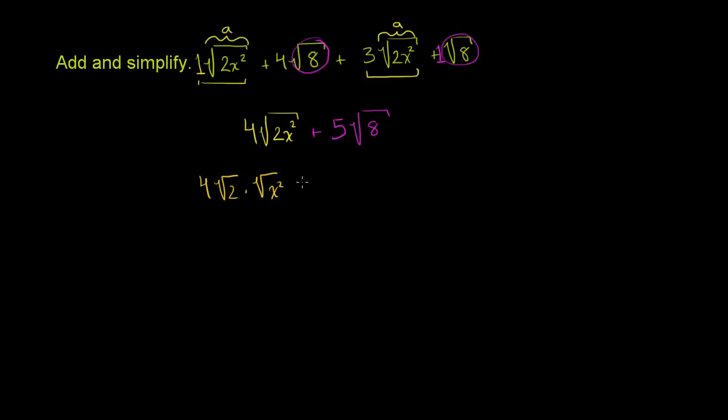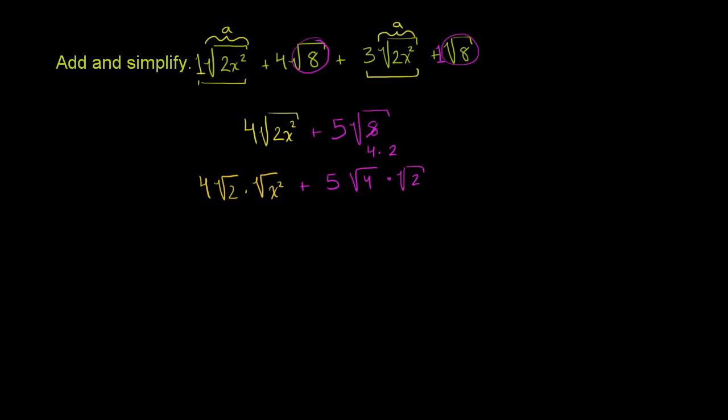And then we have plus 5 times, now 8 can be written as a product of a perfect square and a not so perfect square. 8 can be written as 4 times 2. So let's write it that way. So if we view this as the principal root of 4 times 2, we can rewrite this as 5 times the principal root of 4, times the principal root of 2.